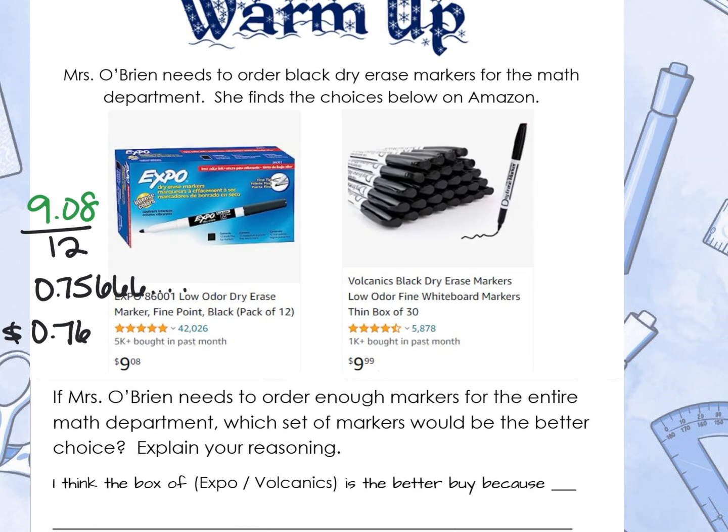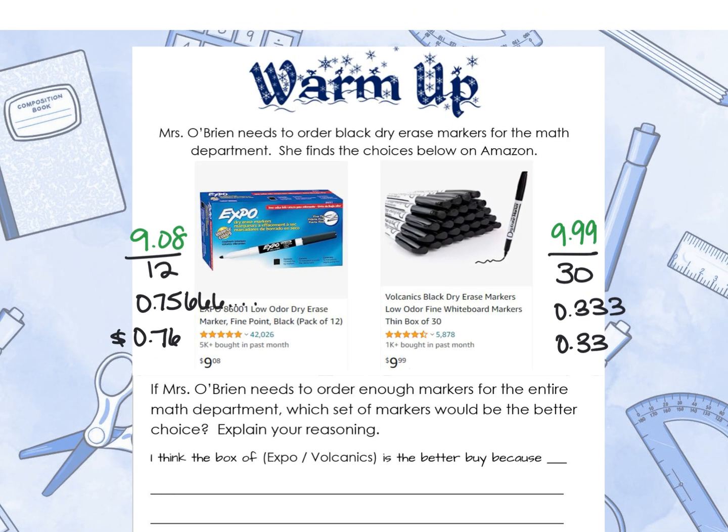Our Volcanics markers cost $9.99, and we get a box of 30 for that. So if we divide our $9.99 divided by 30, then we get 333 thousandths. And that is not a repeating decimal, it actually stops there. So if we round that off, we get 33 cents. So we can either pay 76 cents per marker or 33 cents per marker.